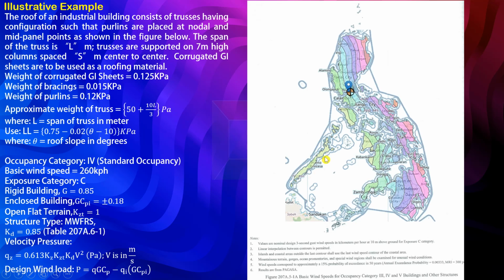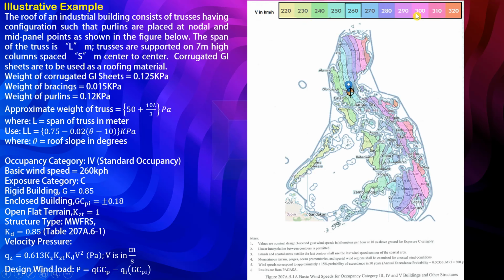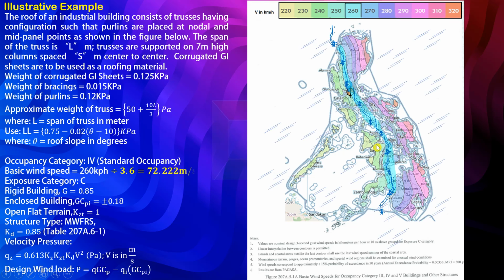So, again, it is divided into these different wind speeds. So, itong 220 to 240, ito yung mga low wind speed. Itong mga 250 to 280, so mga medium. Then, ito yung mga maximum na, 290 to 320. So, anyway, yung location natin is, andito siya nag-fall.